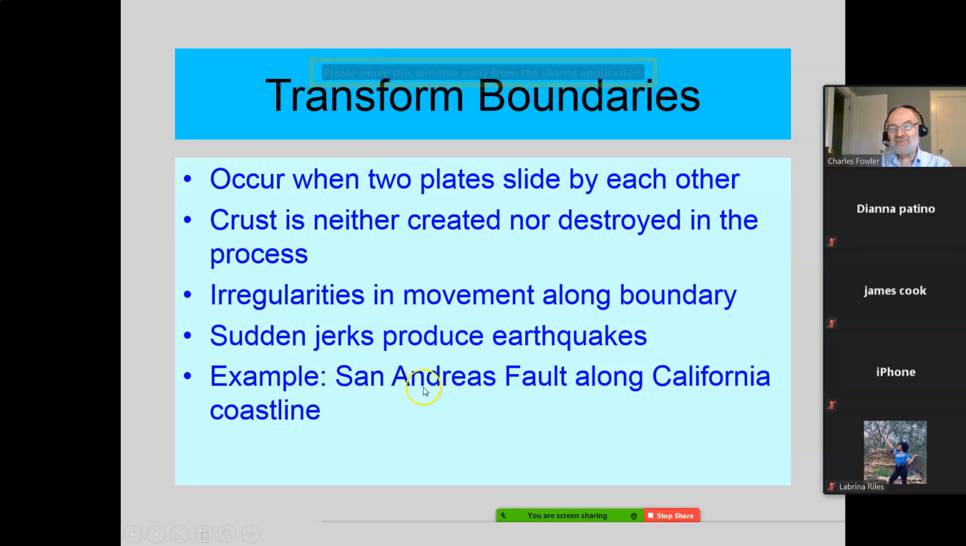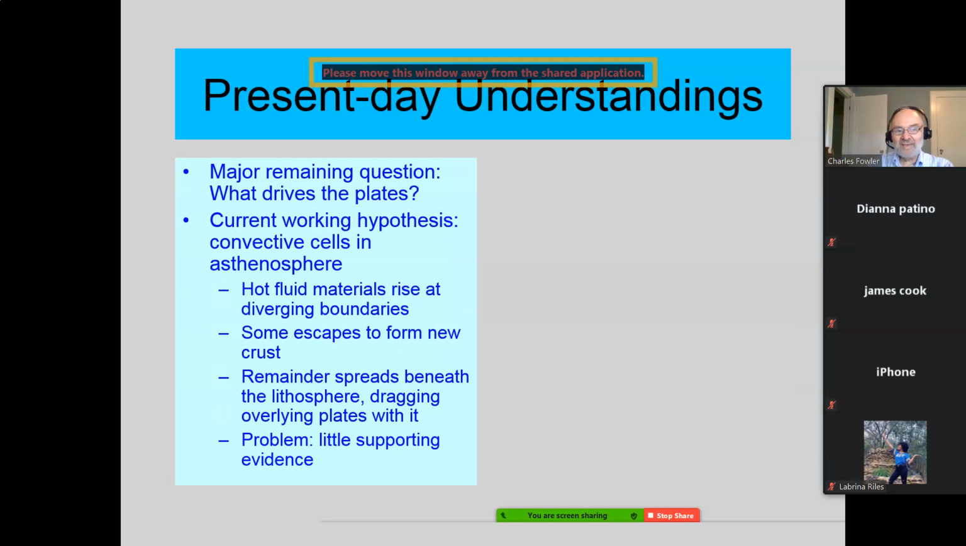One of these is the San Andreas Fault along the California coastline, the classic example of a transform boundary. I wish they'd have shown a picture of it. I believe it's in your book. Let me see if I can get an example of it. No, I don't see it in your book.